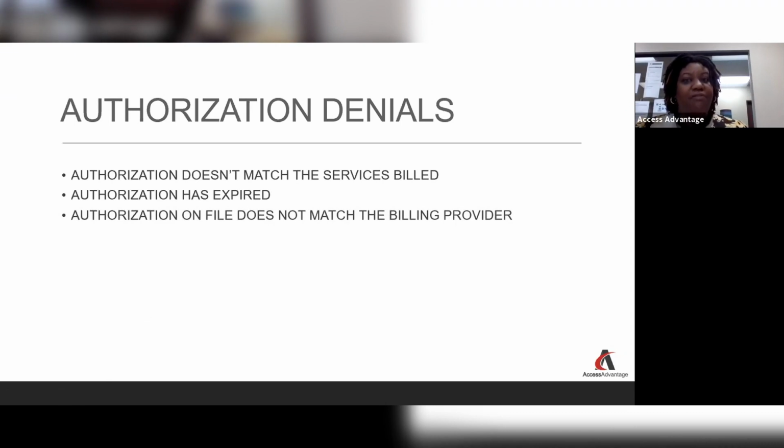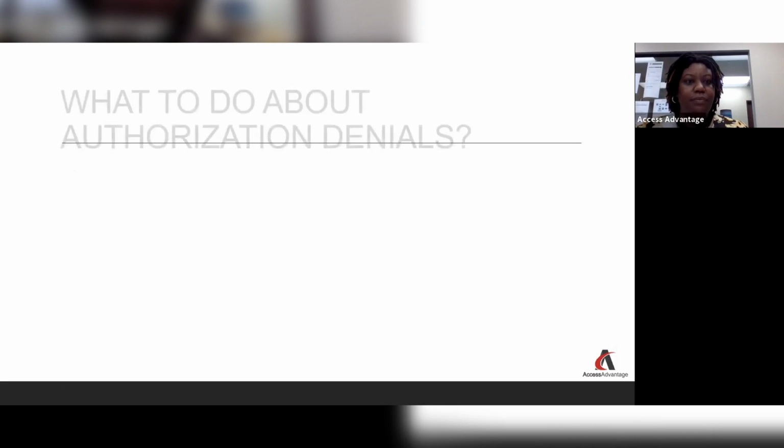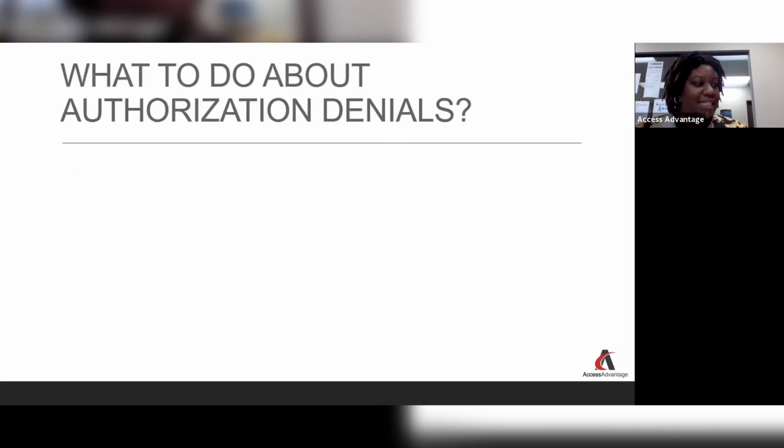There's no authorization on file that matches the billing provider. As Rachel mentioned, it's very important that you always use the facility NPI. And if it is an AA contract, that you use our TIN. You can always refer to your contract summary to make sure that you're obtaining your authorization with the correct TIN and NPI combination. And lastly, the authorization is just simply not on file.